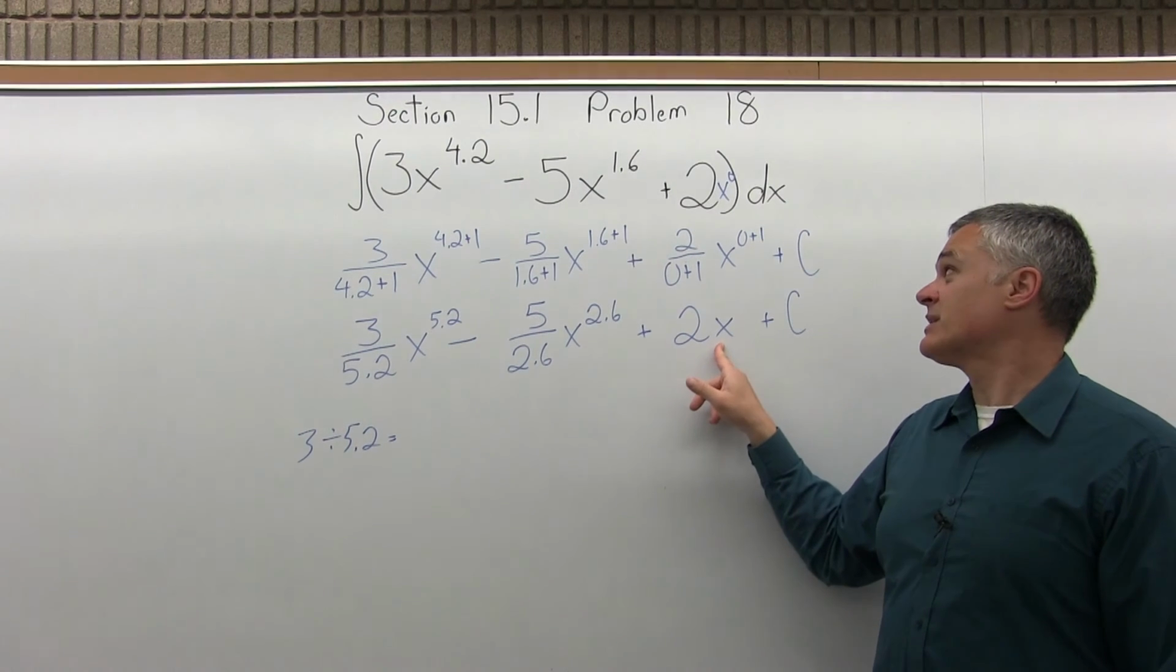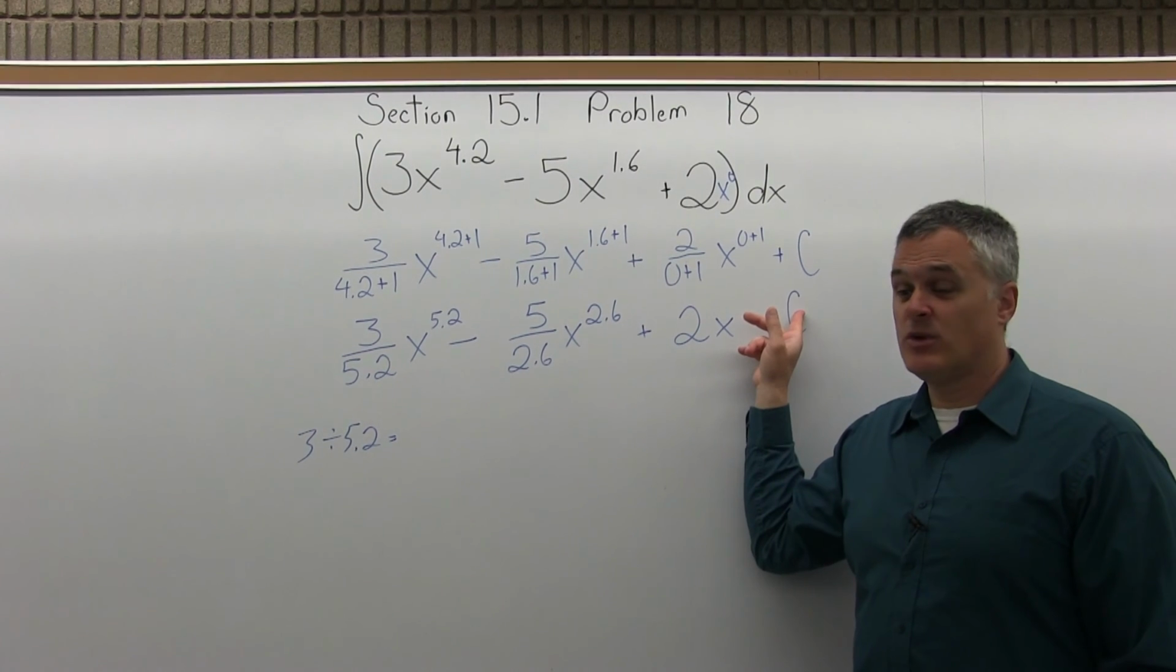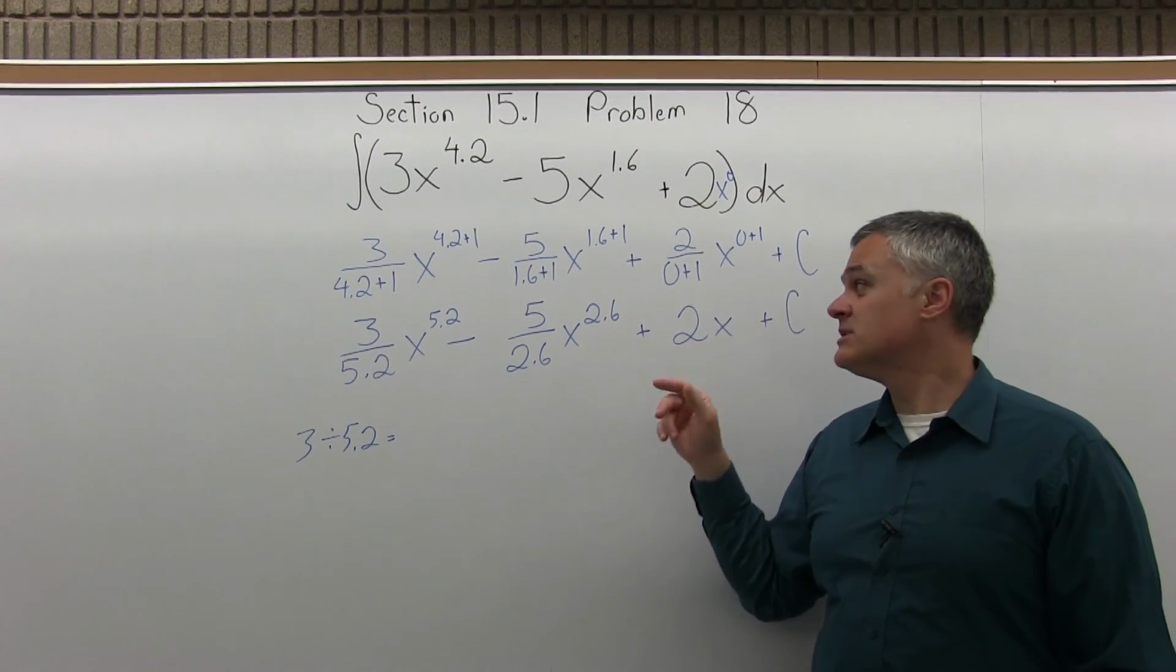The derivative of 2x would just be the number in front, which is just 2. The constant, or number with no variable, its derivative would be 0. So it does work.